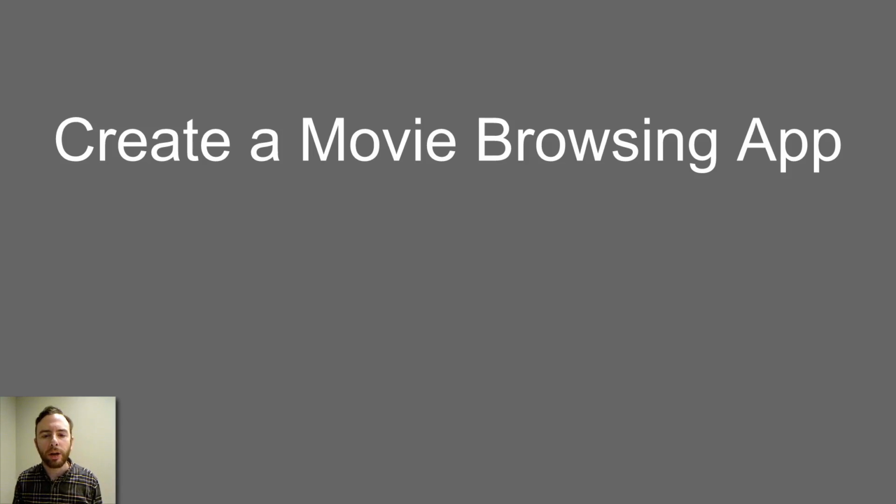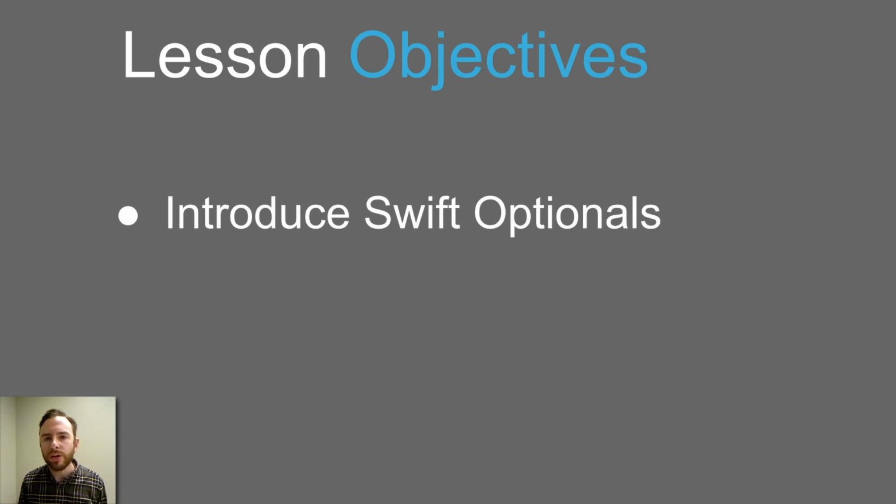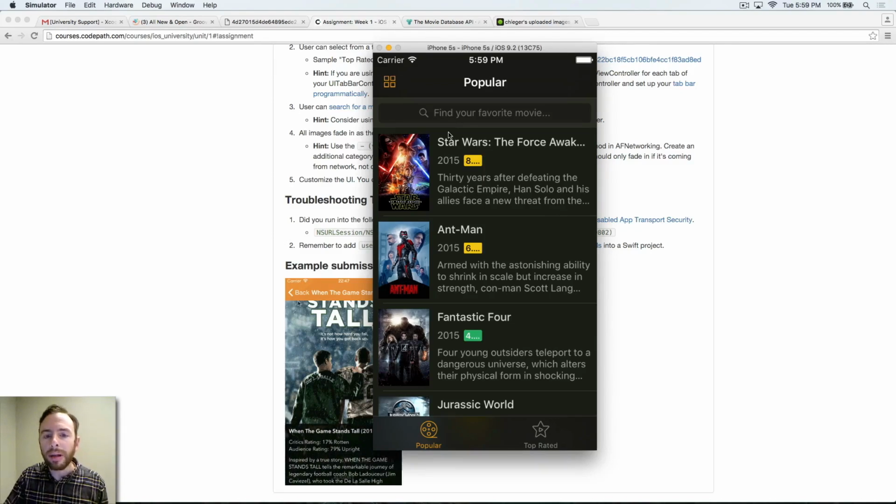In this video, we're going to learn how to create a movie browsing app. The first lesson objective will introduce Swift optionals. And then we're going to build a basic table view. So this is an example of what we're going to be building towards.